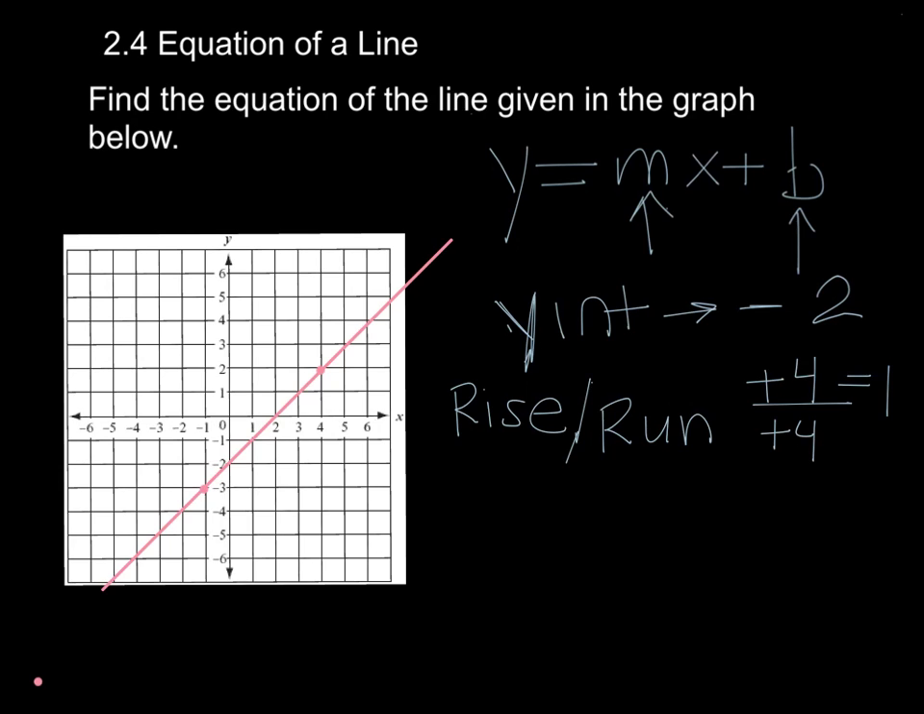So we can take this information now and we can write the equation of the line. y equals 1x minus 2.